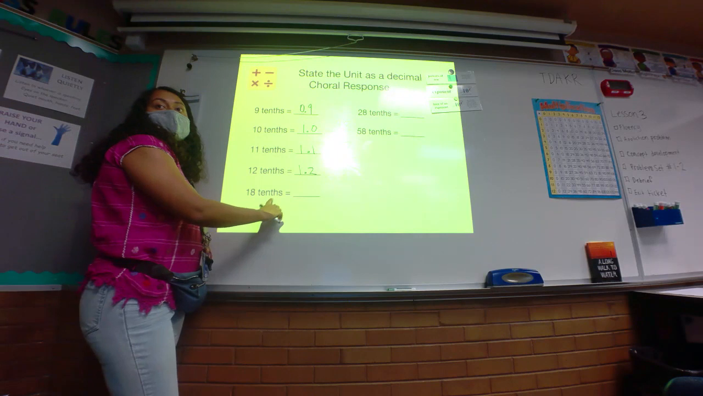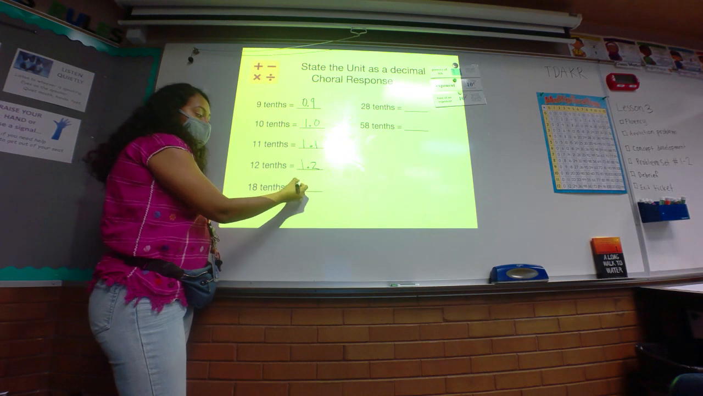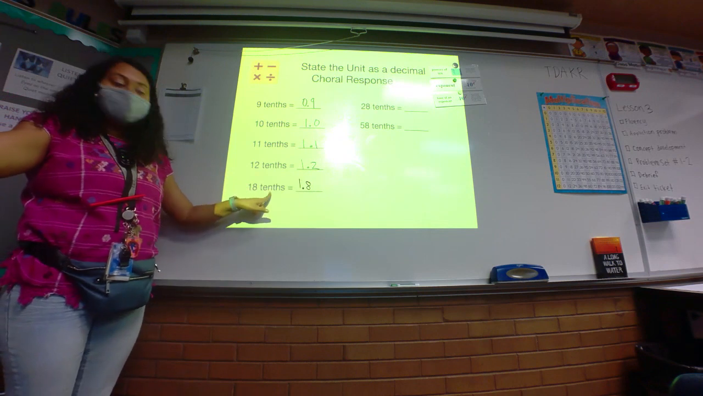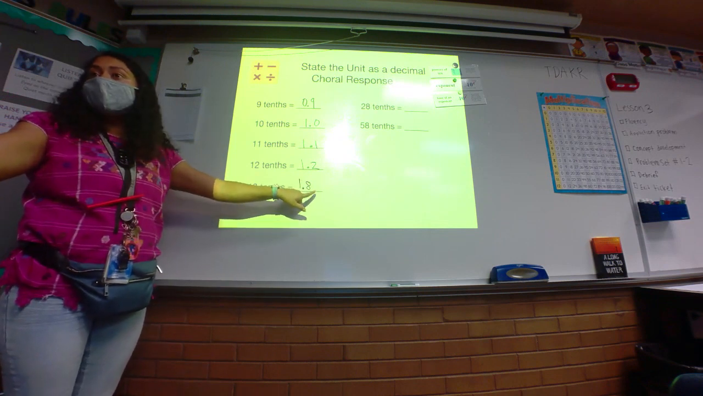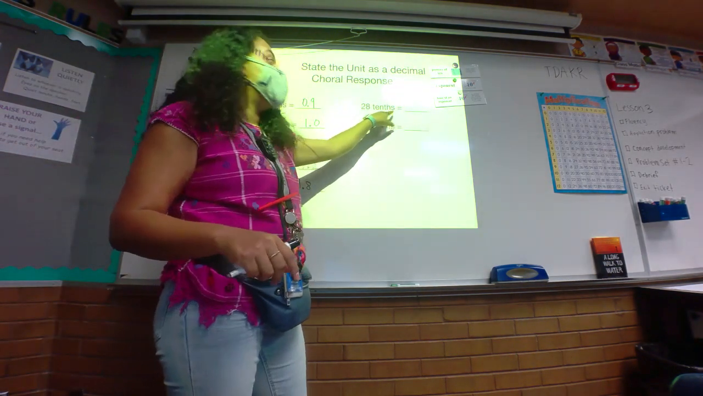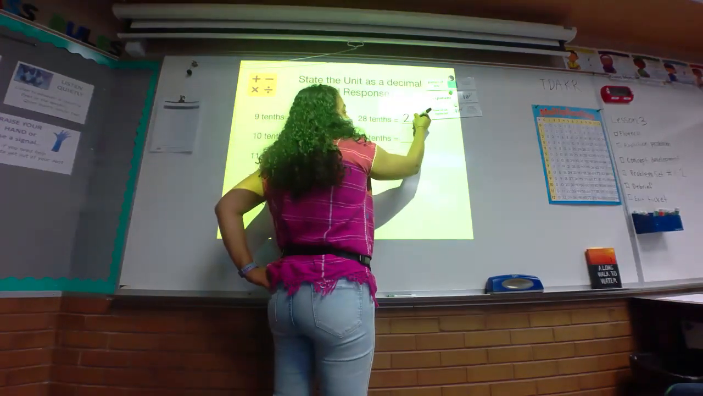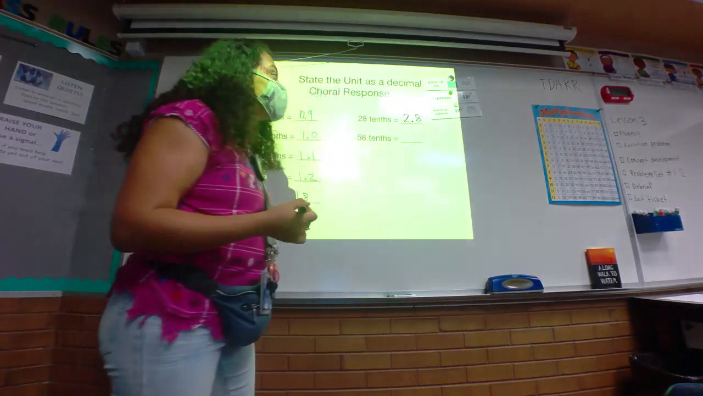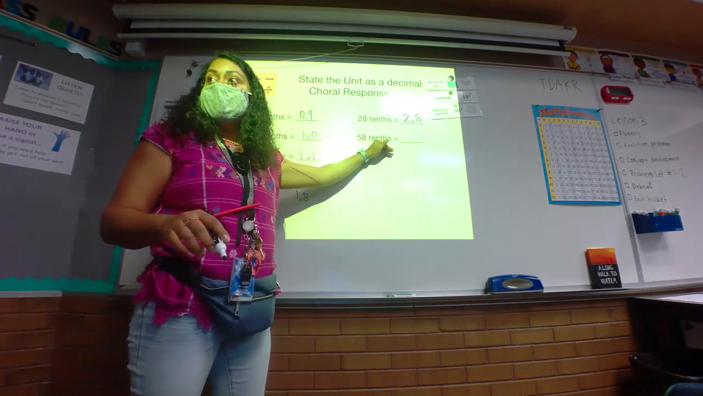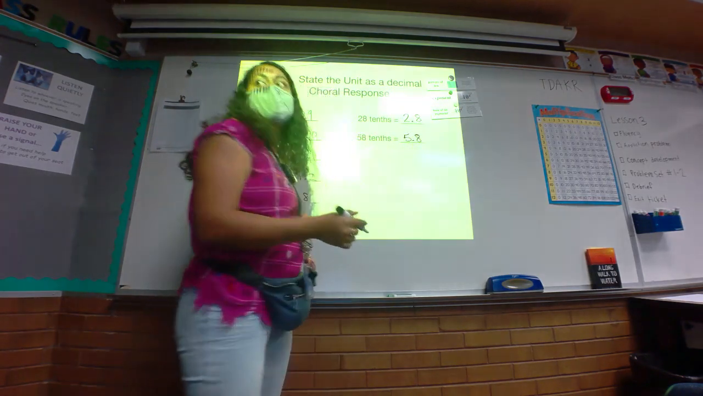Okay, 18/10, Eliane. How do we write 18/10 as a decimal? 1.8. Okay, let's say it all together. Ready, class? Go. 18/10 equals 1.8. Okay, let's do 2 more. 28/10 equals, how do we write it as a decimal? 2.8. Beautiful. Okay, 58/10. How do we write this as a decimal? 5.8. Good, Alejandro and Bo. Thank you. 5.8.